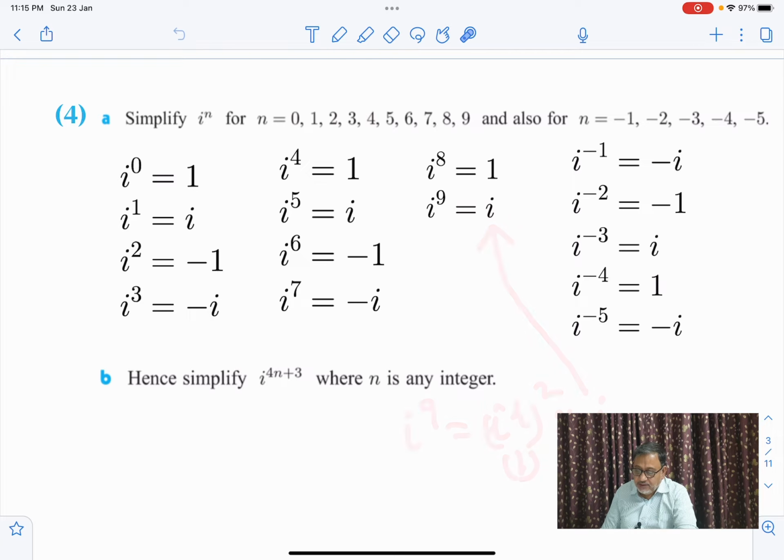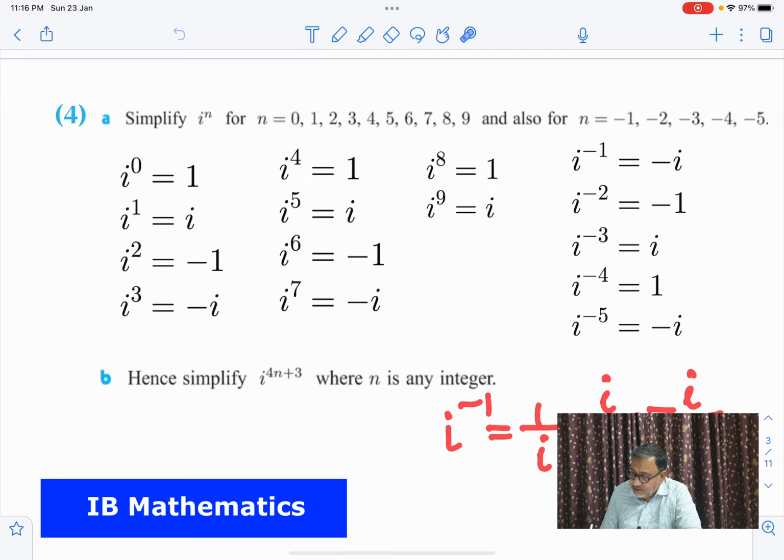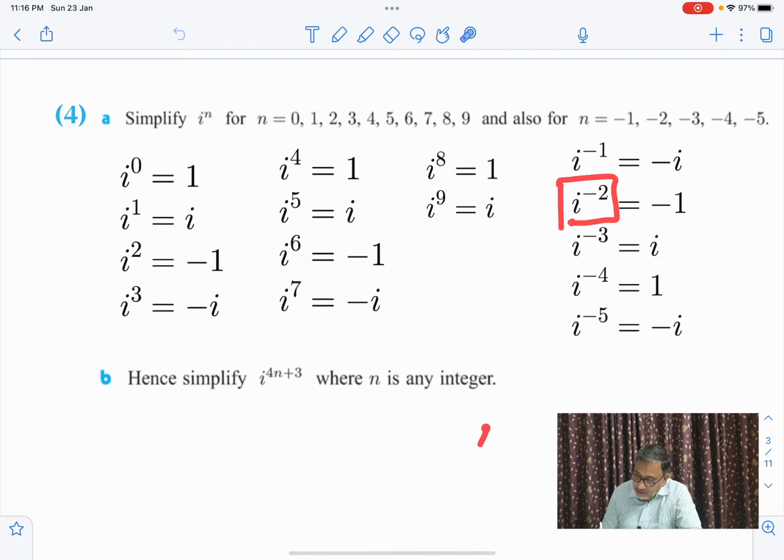Here is the answer. Now see the negative powers. i to the power minus 1 can be written as 1 over i, and then multiply by i in the numerator and denominator. So the numerator is i, the denominator is i squared, so therefore i over negative 1, which will be negative i. i to the power negative 2, as it is in the denominator, i squared is negative 1, so 1 over negative 1 is negative 1.